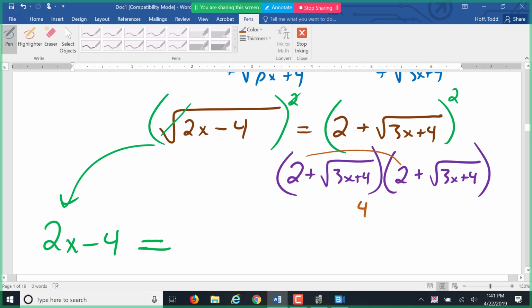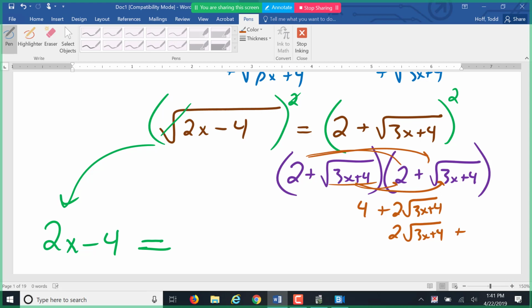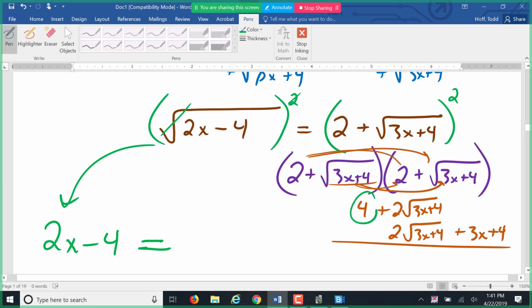Well, 2 times 2 is 4. 2 times the square root of 3x plus 4 is 2 square root of 3x plus 4. Square root of 3x plus 4 times 2 is another 2 square root of 3x plus 4. And the square root of 3x plus 4 times the square root of 3x plus 4 is just no square root, just 3x plus 4. So if we combine all that, we got 4 and 4 makes 8, plus 3x, 2 times the root and another 2 times the root makes 4 times the square root of 3x plus 4.